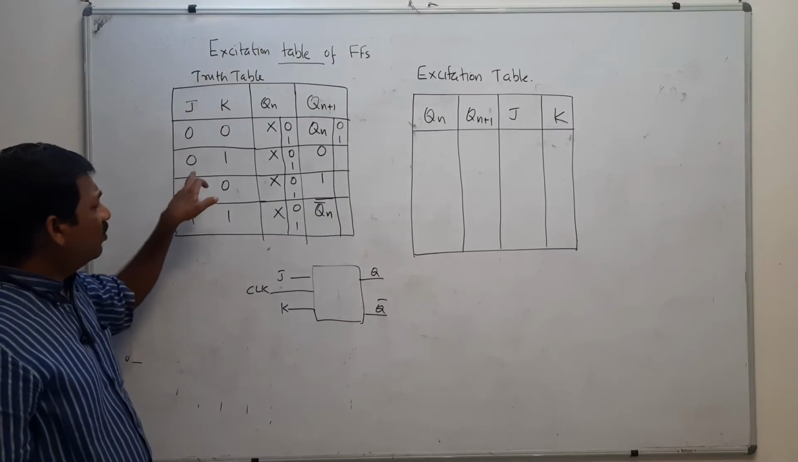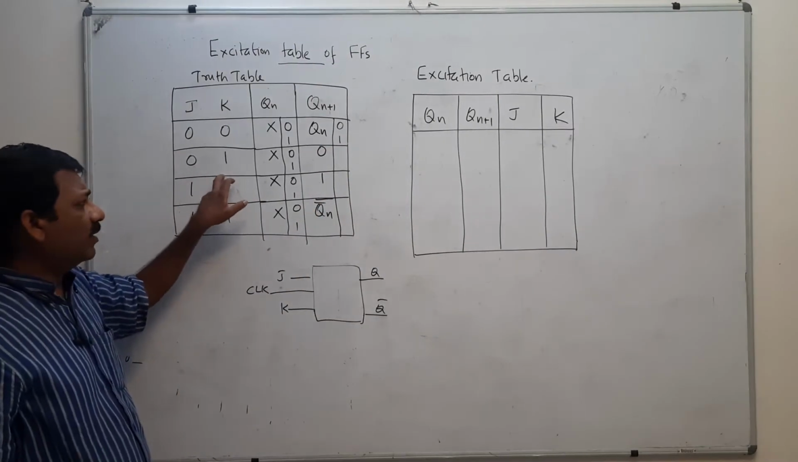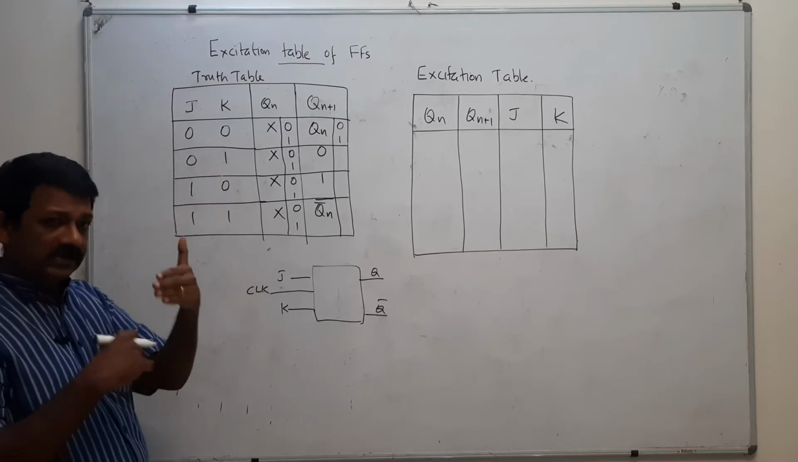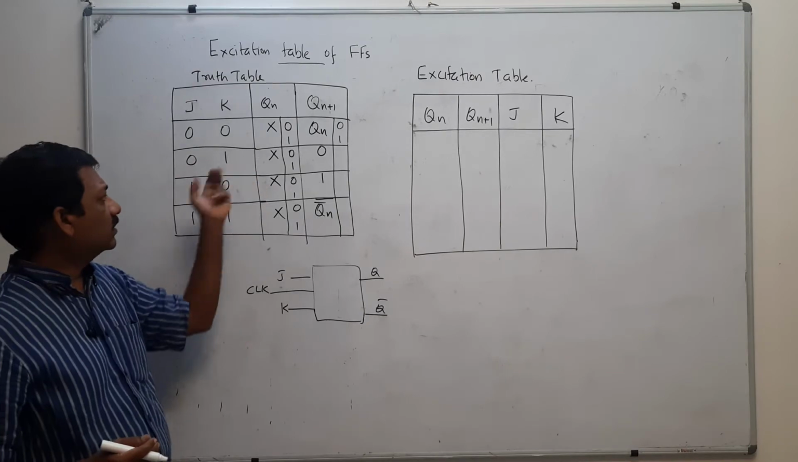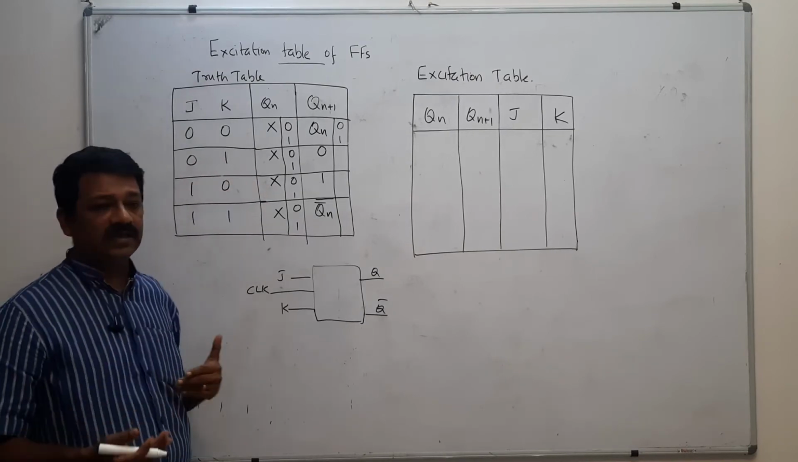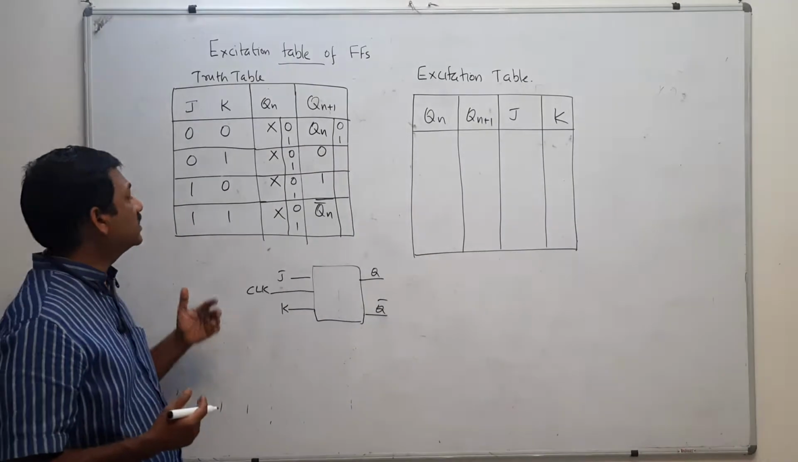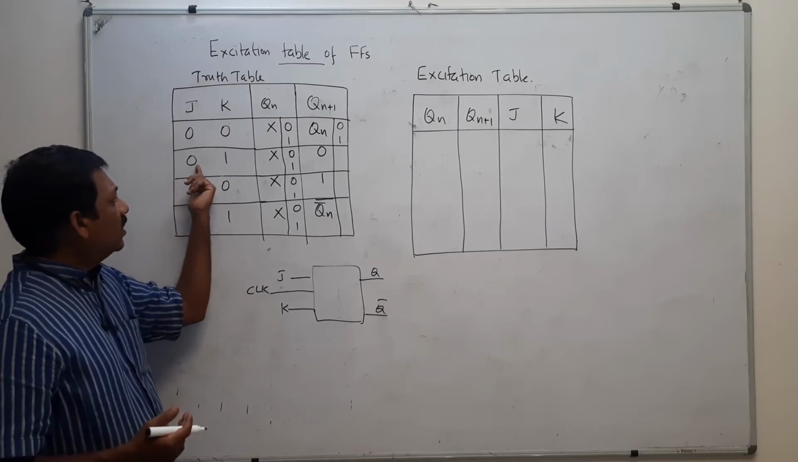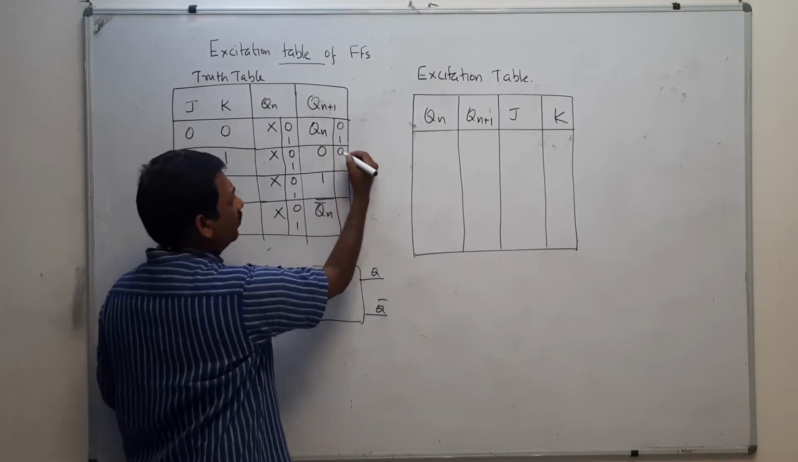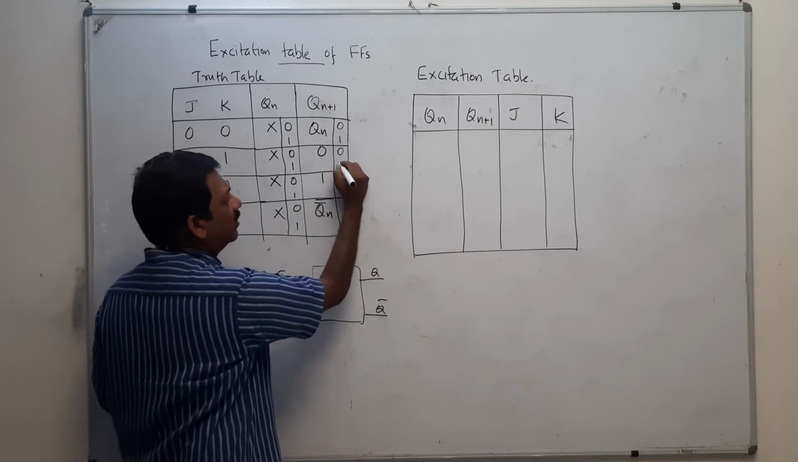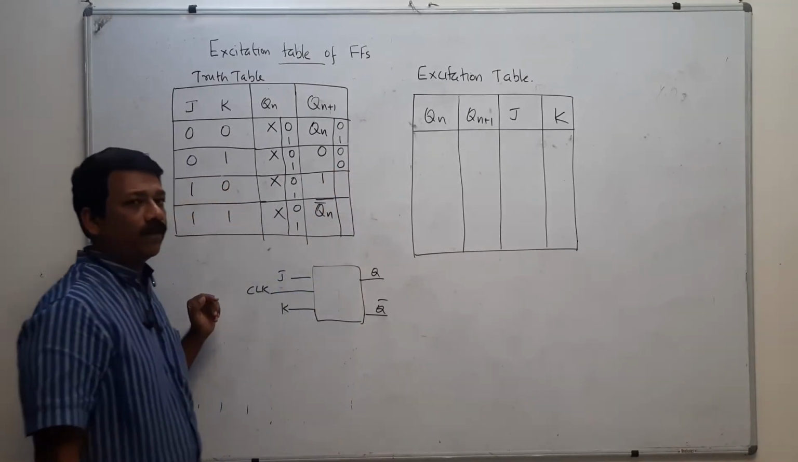Okay. Now if it is 0 1, what will happen? 0 1 is resetting the value. That means 0 1 resets, which means if it is 0, it is keeping that value, and if it is 1, again that will be switched to 0.